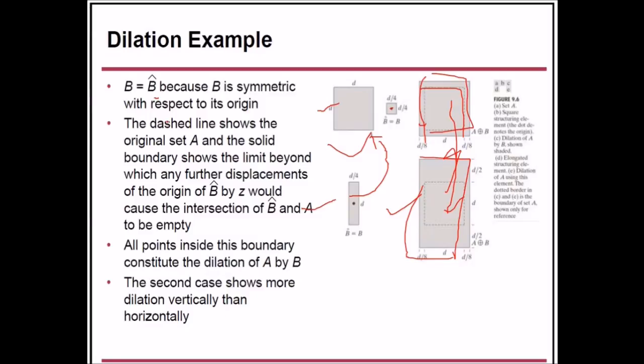It's just a reflection. This dashed line shows the original set A, and the solid boundary shows the limit beyond which any further displacement of the origin of this translated or reflected B by Z would cause the intersection of this set with A to be empty. So all points inside this boundary constitute the dilation of A by B. The second case shows more dilation vertically than horizontally, right?